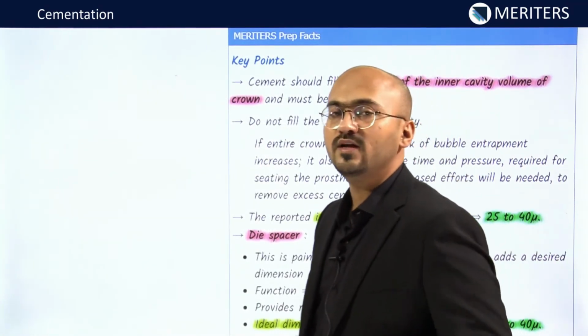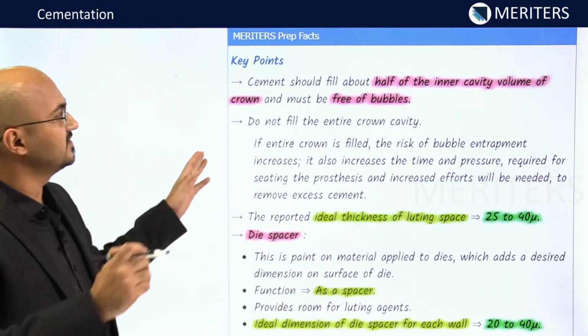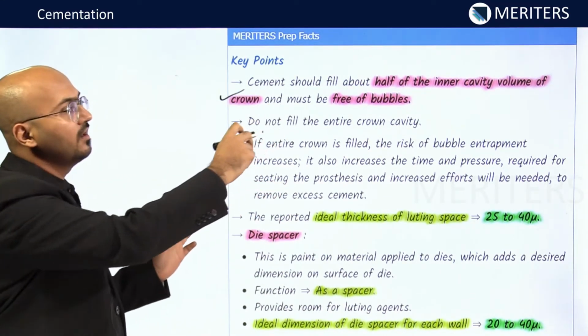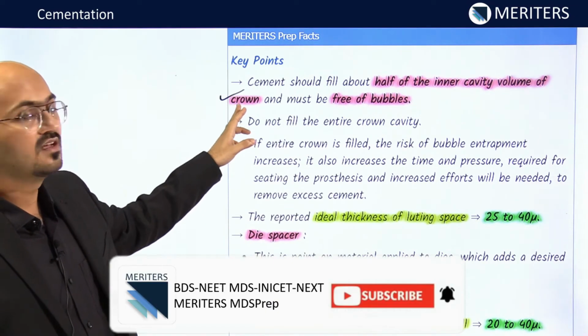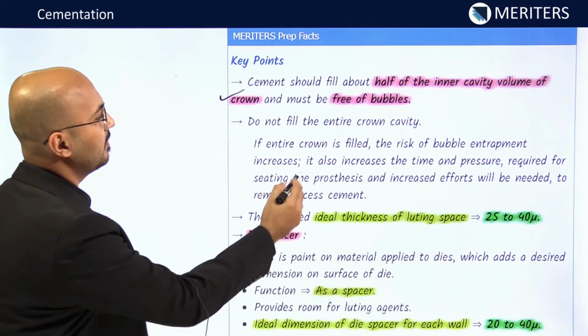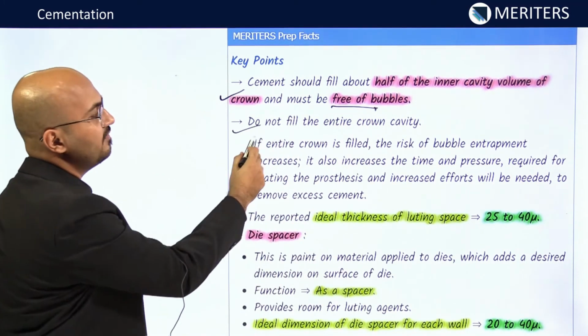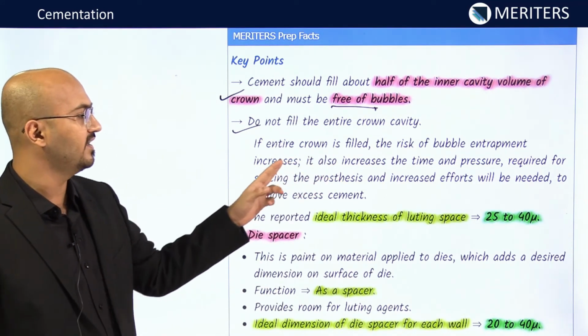Now coming to the quick facts that we need to remember for luting agents. First is the cement should fill only half of the inner cavity of the crown. Otherwise, it is going to cause excess cement leakage from the crown and it should be bubble free. You cannot overfill the entire crown. If the entire crown is filled, the risk of bubble entrapment increases.